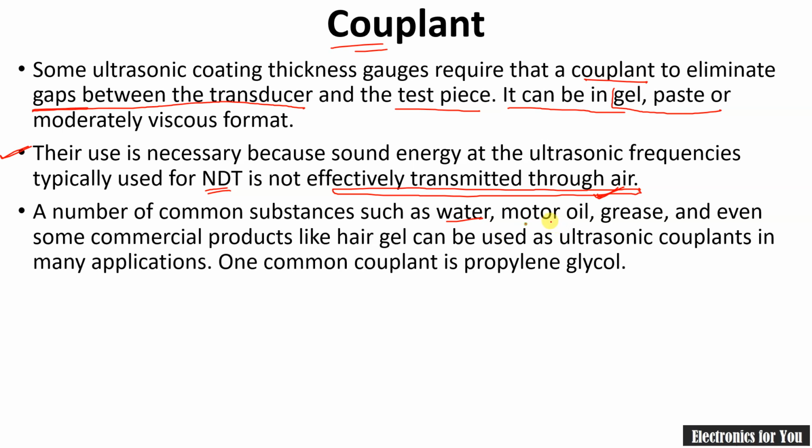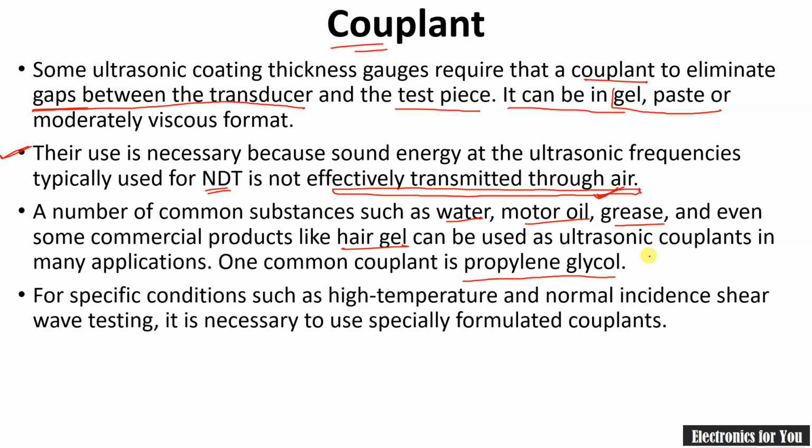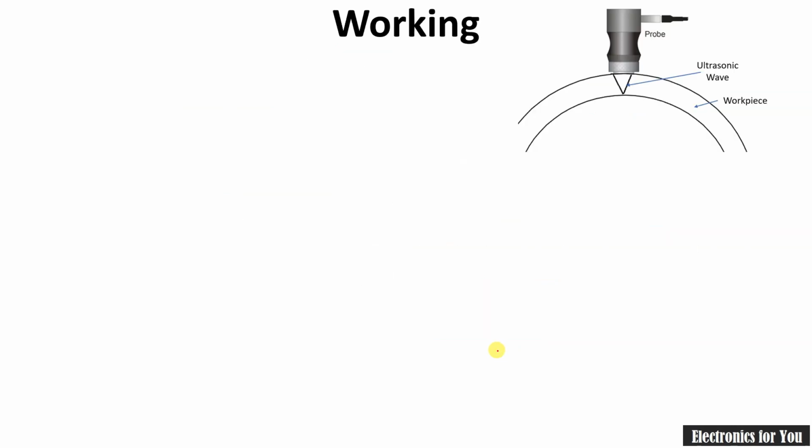Various types of couplants can be used. You can use water, motor oil, grease, and even some commercial products like hair gel, but the most common couplant is propylene glycol. But apart from this, for specific cases, for example if high temperature is there, some specially formulated couplants are available in the market. So these are the couplants. Now let us talk about the working of this UTM.